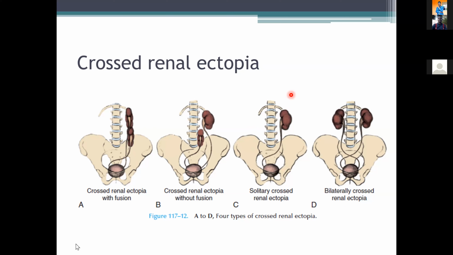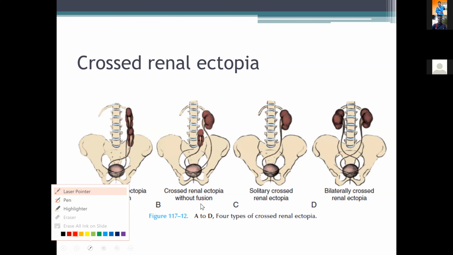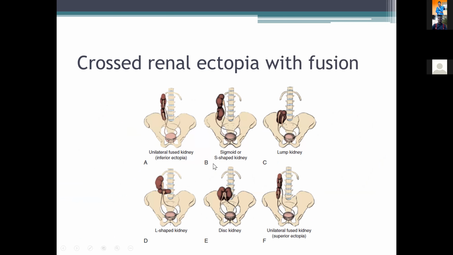Let me first put this back. You can also have more varieties of crossed renal ectopia with fusion. You can see that this is what we've just talked about, the unilateral fused kidney with what we call inferior ectopia. In other words, this kidney is on the lower side because it is the kidney that crossed. So this is called inferior ectopia.